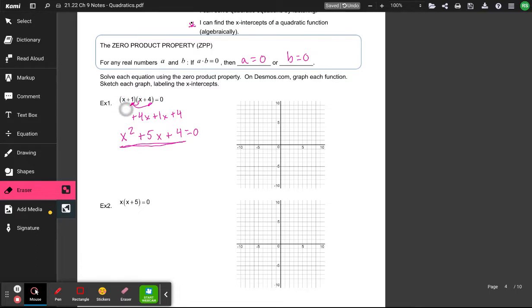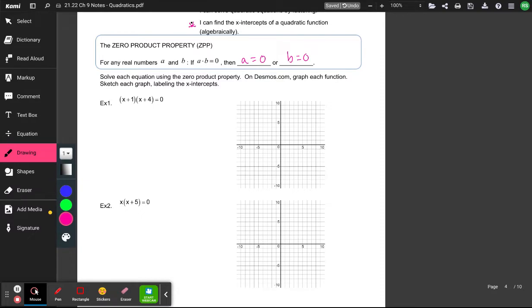If you remember from yesterday, what makes an equation quadratic? It means the degree is 2. The biggest exponent is 2. So when we start in factored form, that gives us these two groupings. So x plus 1 is a factor, x plus 4 is a factor. Together we are multiplying these two factors together. Our product is equal to 0.